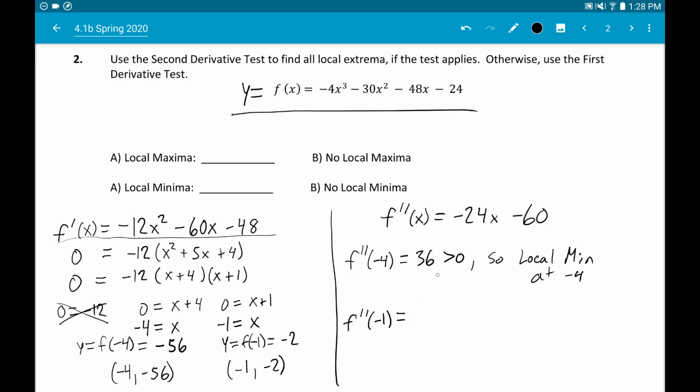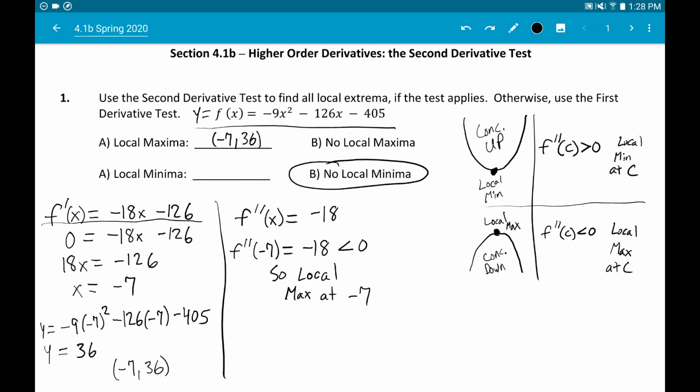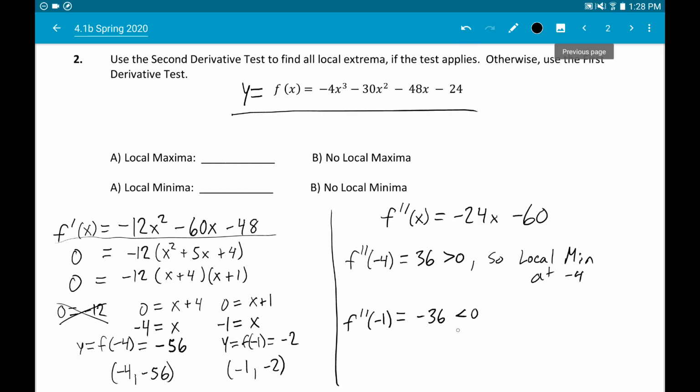Then we have to test the other one as well. If we plug negative 1 into our second derivative, negative 24 times negative 1 is positive 24, minus 60, that's going to be negative 36. That one's negative, and that's the opposite situation. Again, flipping back over here for just a second. If it's negative, we saw we had a local max. So local max at negative 1.